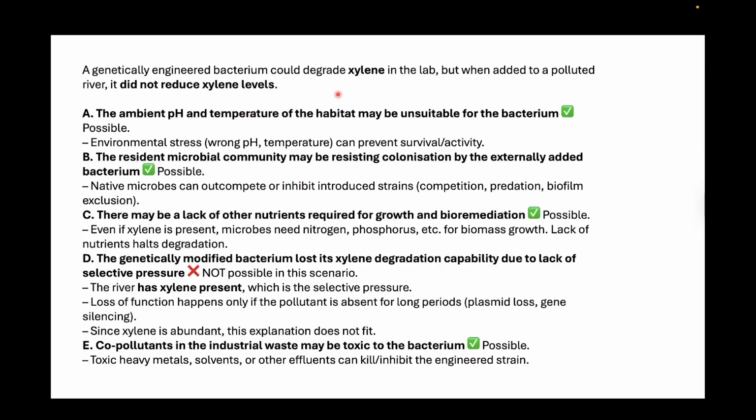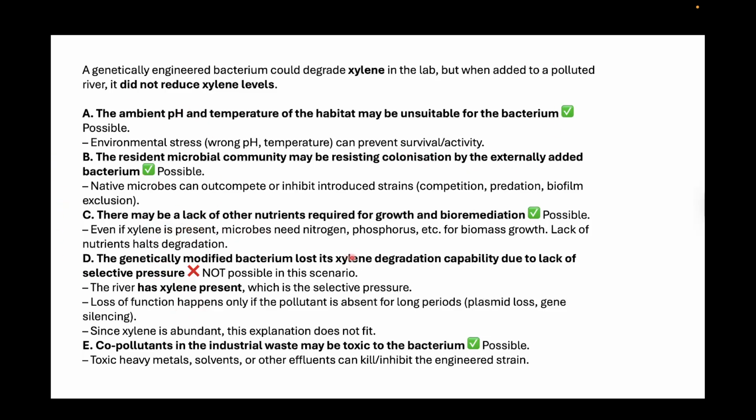Like the wrong pH or the temperature. Because whatever temperature or pH was used in the lab to grow the bacterium may not be the same in the water. That is why it is not able to thrive there. The resident microbial community may be resisting colonization by the externally added bacterium. This is also possible. Native microbes often offer competition and can outcompete or inhibit introduced strains, like predation, biofilm exclusion.